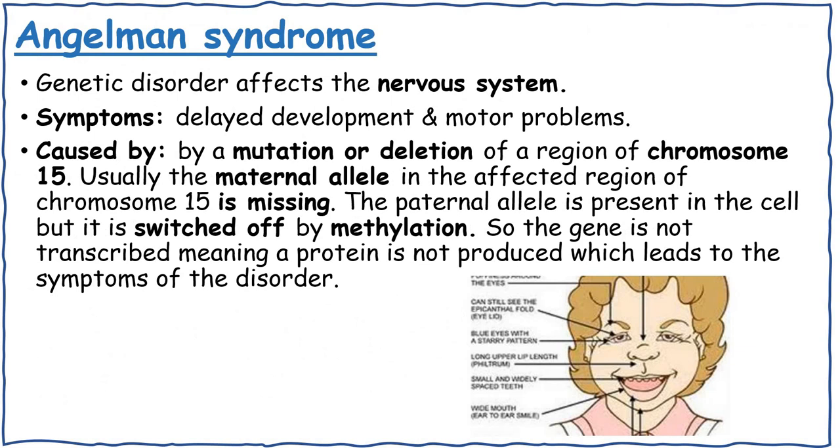Angelman syndrome is a genetic disorder which affects the nervous system. The symptoms are delayed development and motor problems. It's caused by a mutation or deletion of a region of chromosome 15, usually on the maternal allele. In the affected region of chromosome 15 is missing, and the paternal allele is present in the cell, but it is switched off by methylation. So the gene is not transcribed, meaning a protein is not produced, which leads to the symptoms of the disorder.